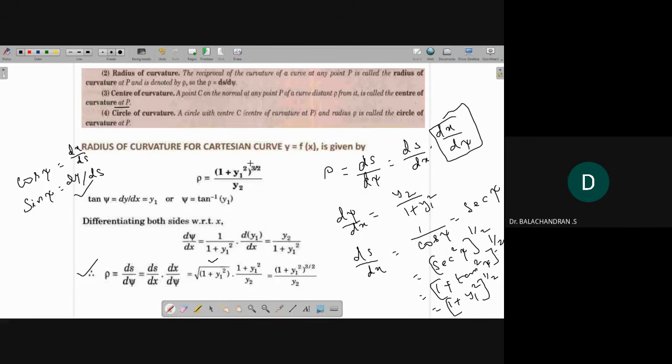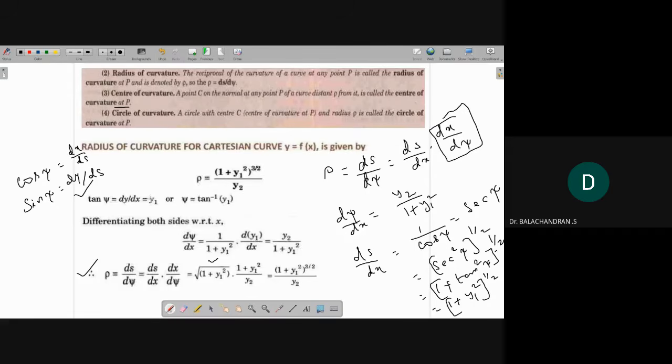Usually the proof is not asked in the examination, but at least you should know the proof for Cartesian form. The reason is that if you know the proof for Cartesian form, then you can easily get the radius of curvature for parametric coordinates and polar coordinates. I think you understand the proof.